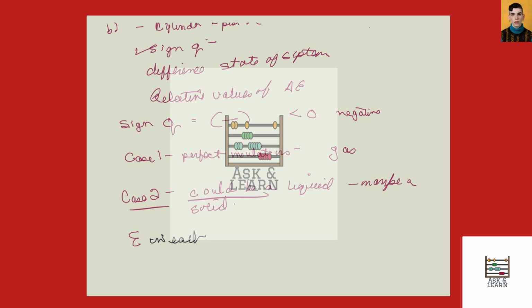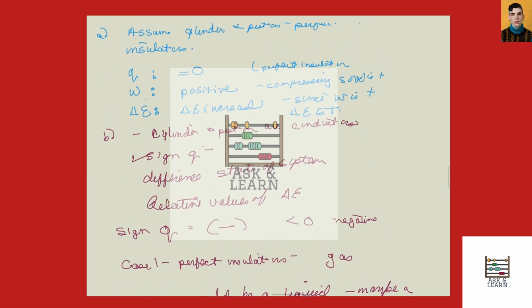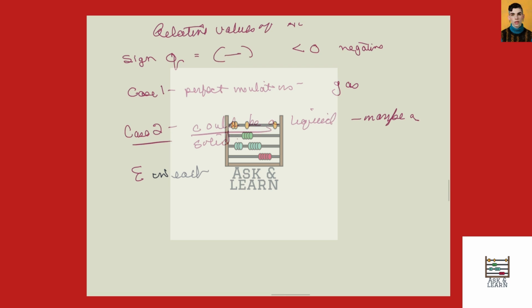E1 was greater than 0. Okay, so that one will be positive. That one was easy. E2.